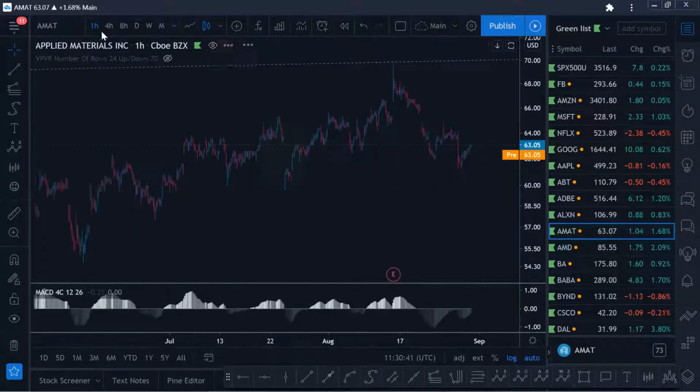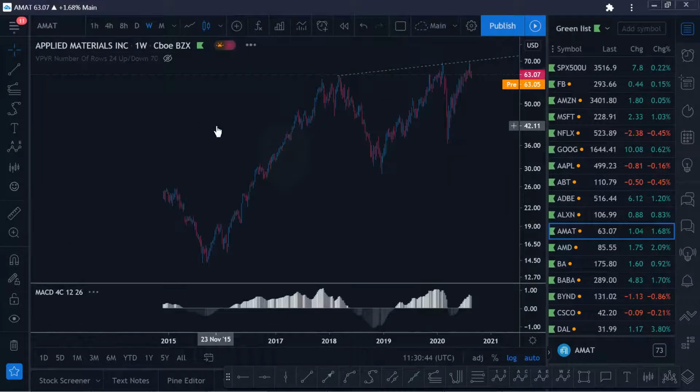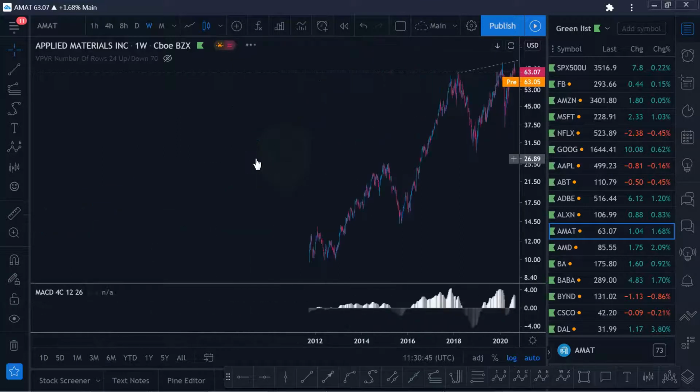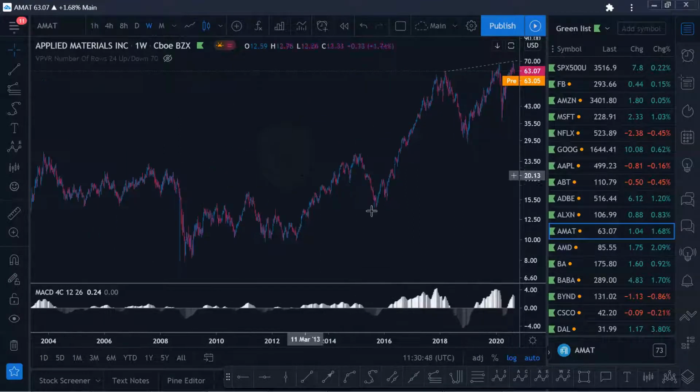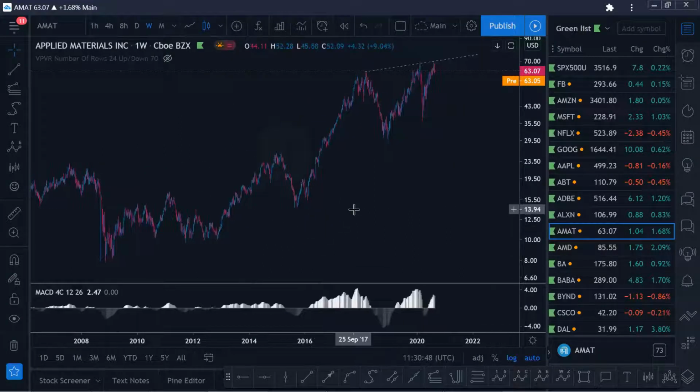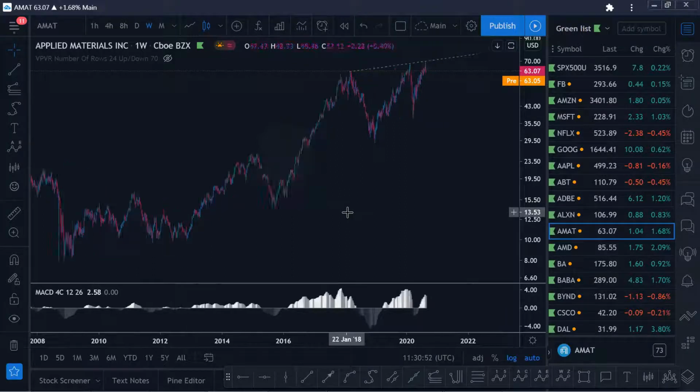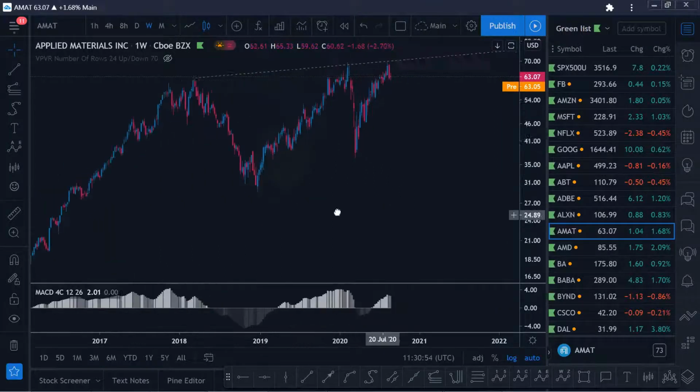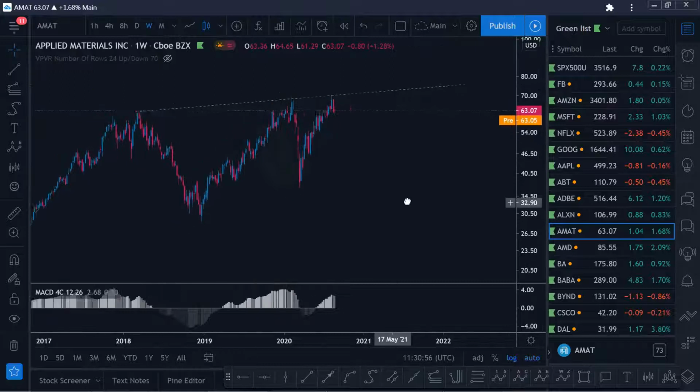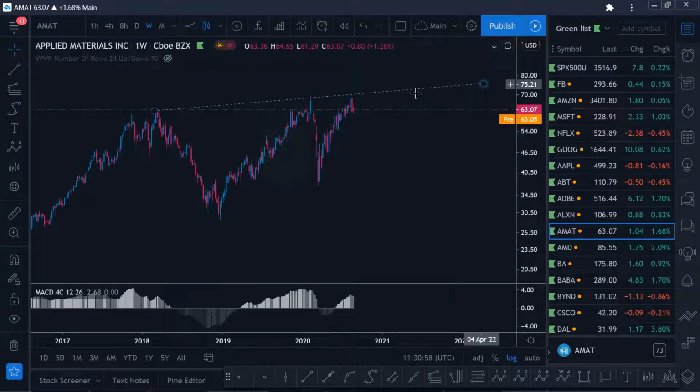Applied Materials, zooming out on Applied Materials, you see that same thing where it's basically come a really long way without much of a corrective structure. Taking a look at its weekly correction, some fairly impulsive waves. So right now we're treating this as a flat pattern.